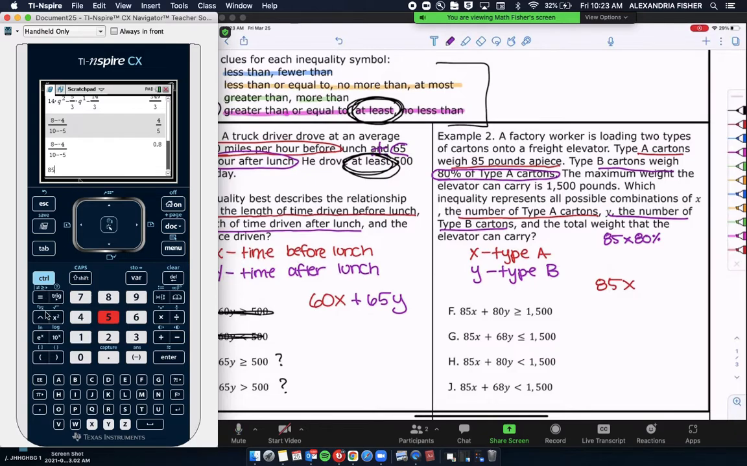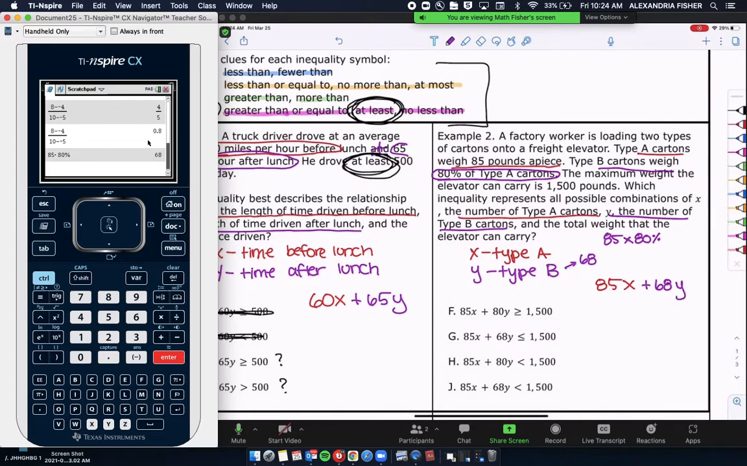Calculate 85 times 80. To get the percent, you do control, oh dang it. Hold on. 85 times 80, control, book, and the percent, enter, and you have 68. So type B is 68. So you have plus 68y.